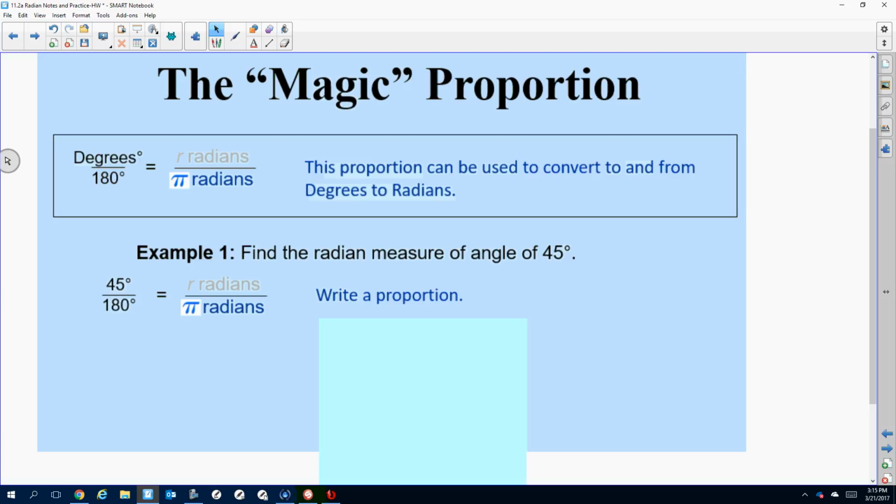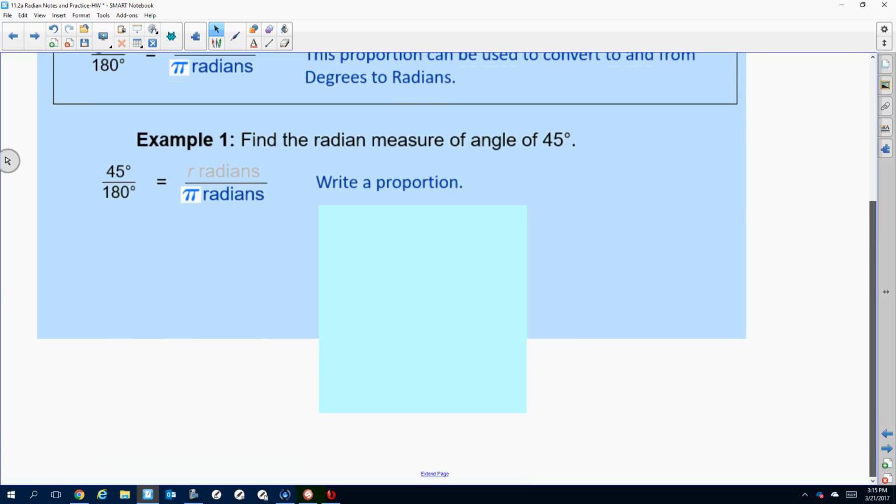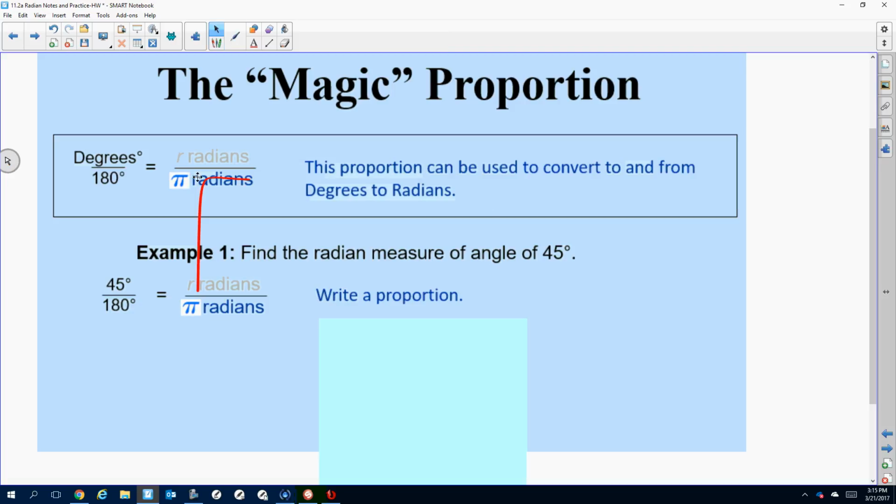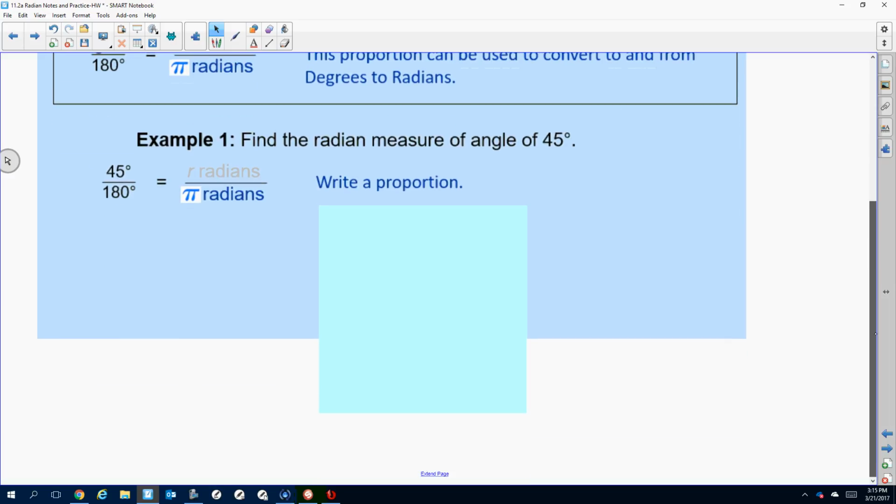All right, guys. Here's what I need you to understand. There's two ways I'm going to abbreviate some things, but do you see how we have r radians over pi radians? They're both radians, this word right here. So really what's happening here, we really can cancel that out, and you're left with 45 degrees over 180 is the same as your r, which represents your radians, over pi. Y'all with me on that part?